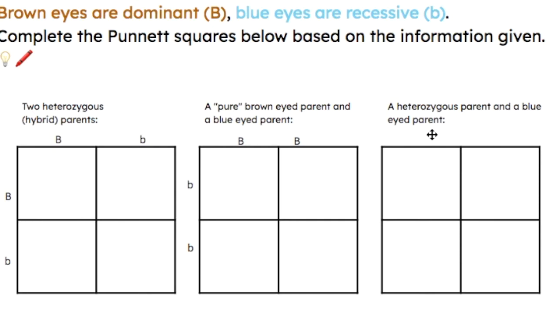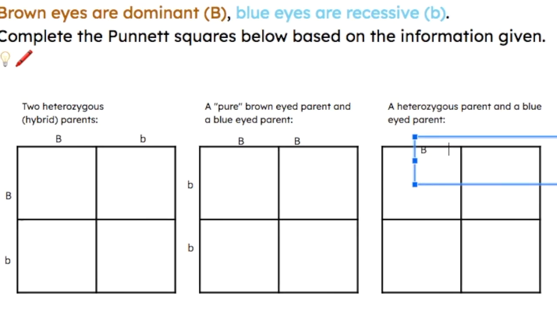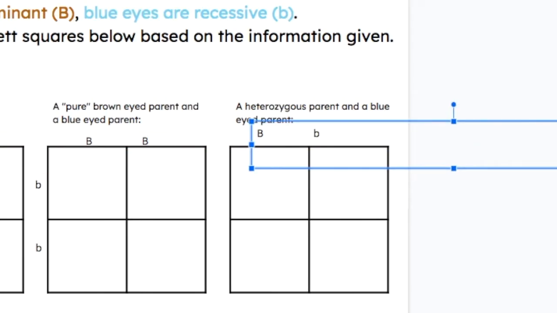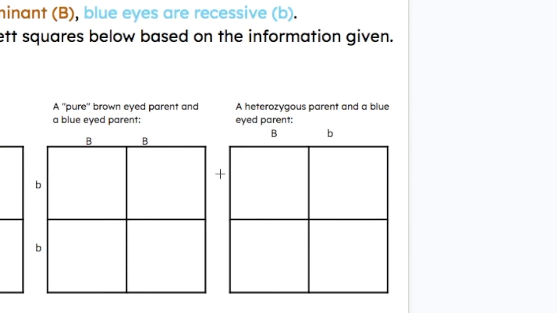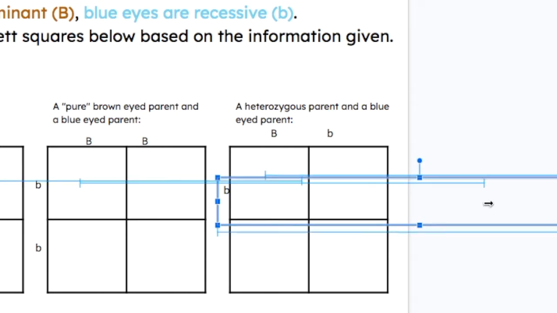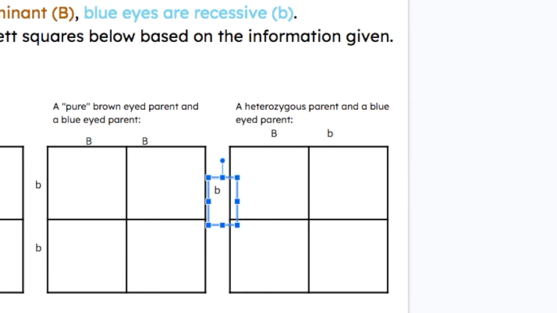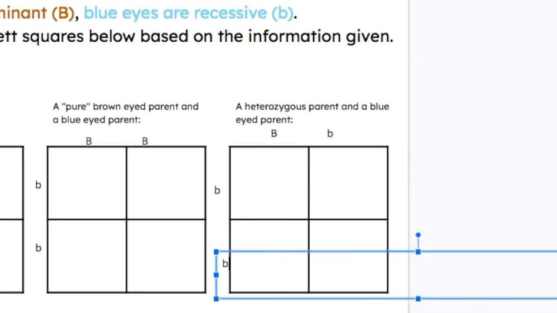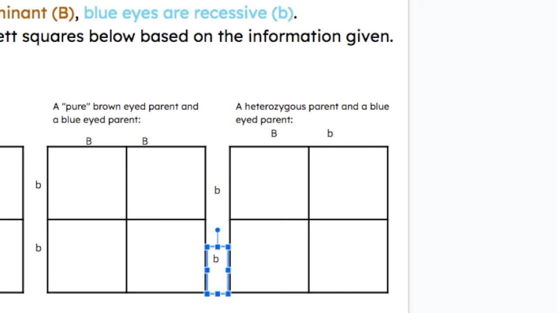And then we've done this one. Oh, we haven't done this one yet. So a heterozygous parent is capital, lowercase. And now we're going to cross that parent with a blue-eyed parent. So a lowercase and a lowercase. Okay, so go ahead and try those Punnett squares on your own. I am going to post another video on YouTube explaining how to do Punnett squares if you're stuck.